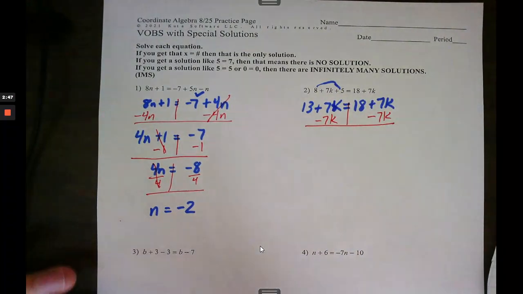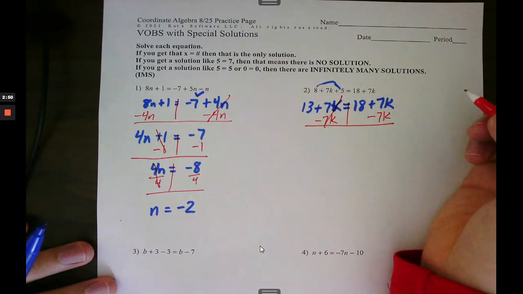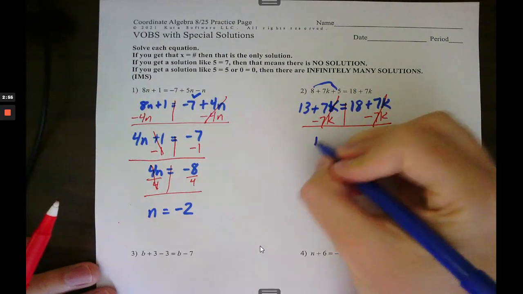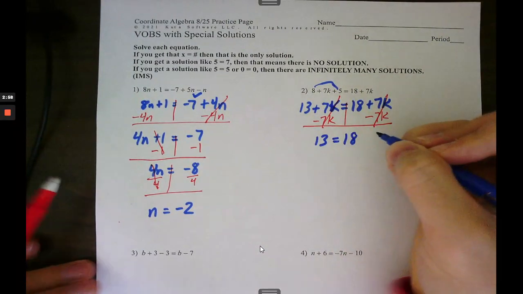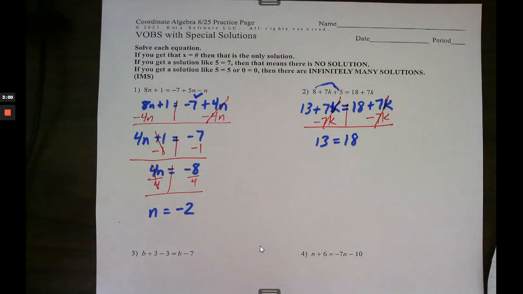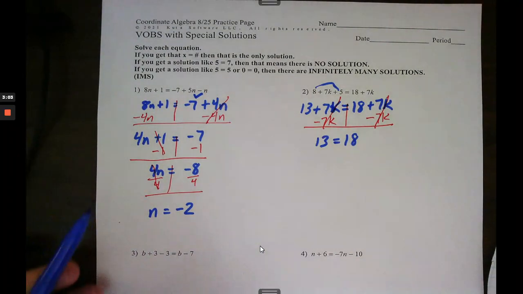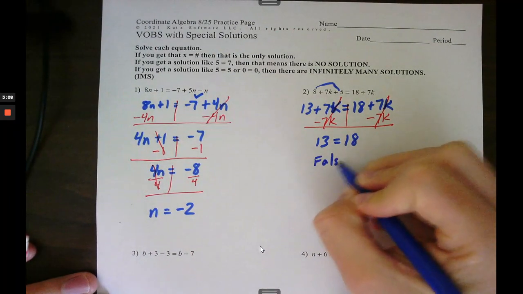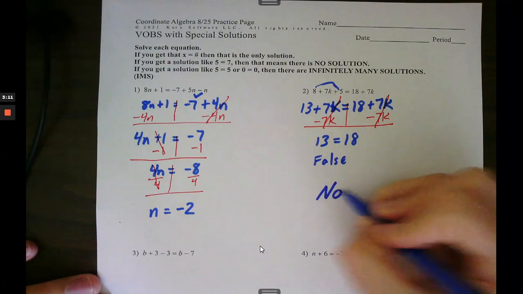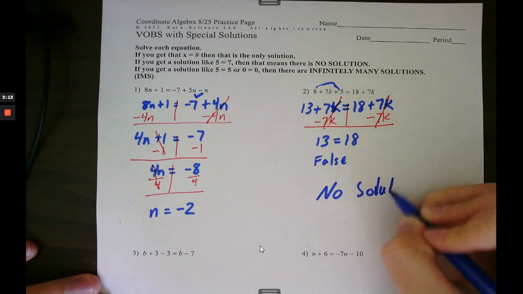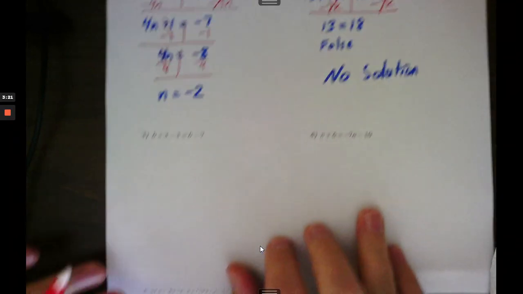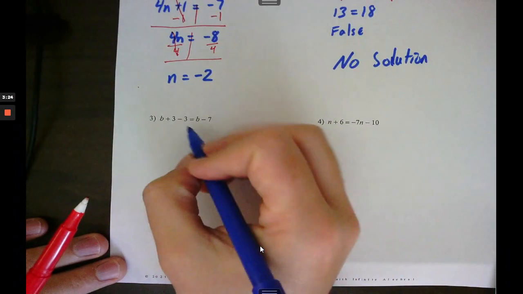And something unique happens when you do this. 7k minus 7k, that's gone. 7k minus 7k, that's also gone. I'm now left with 13 equals 18. All the variables canceled out, so I have just a number equal to another number, and that is a false statement, right? This is false. In other words, there is no solution. There is no number for k that you could plug in that would give you a true statement on this problem.